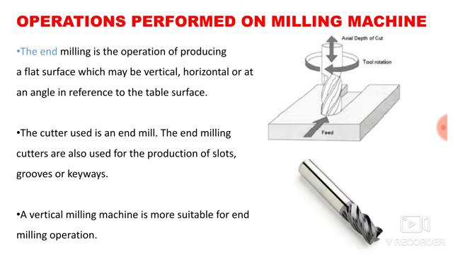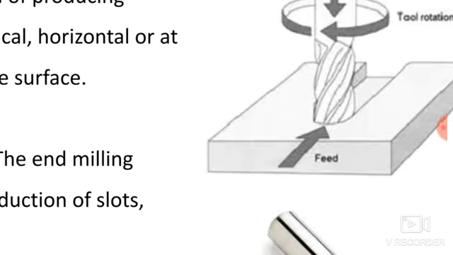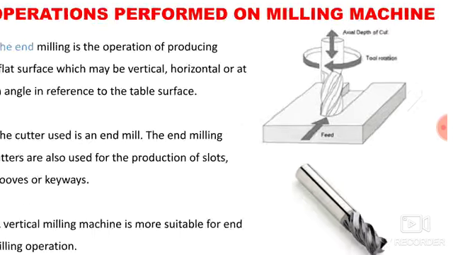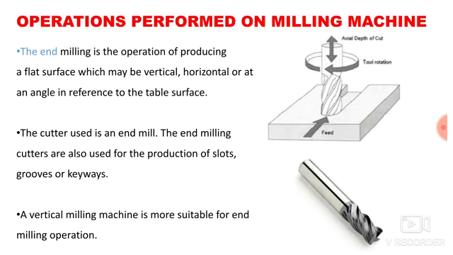So end milling is the operation of producing a flat surface which may be vertical, horizontal, or at any other angle. So here with this operation you can produce a flat surface. The cutter used is the end mill. The end milling cutters are also used for the production of slots, grooves, or keyways. A vertical milling machine is more suitable for end milling operation. So mostly end milling operation is performed over a vertical milling machine.